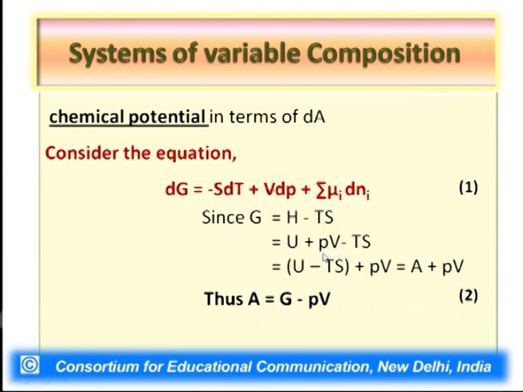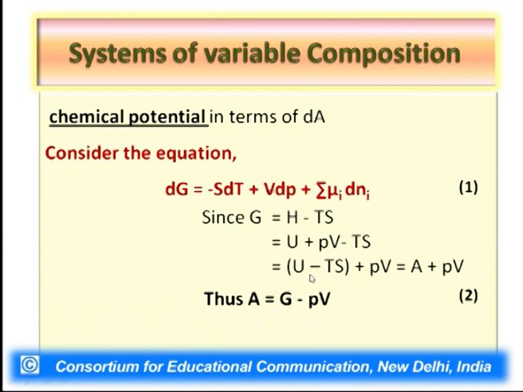So therefore, this expression is also put in this equation, and ultimately what we get is G equal to U plus PV minus TS. Now we can rearrange this equation in a way that we bring the TS term to the second term and PV becomes the third term, and we keep the first two in a bracket. So what we get is G equal to U minus TS plus PV.